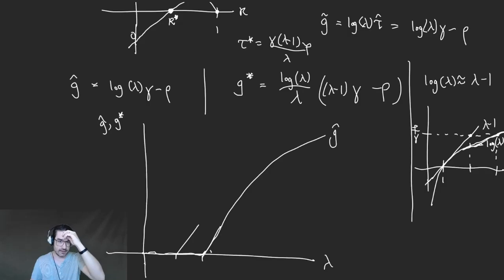And then for G star, we need to think about what happens as lambda becomes large. In that case, we're looking at the log of lambda over lambda. So what happens to the log of lambda over lambda as it becomes very large? Well, that's actually going to go to zero because the log of lambda is sublinear.